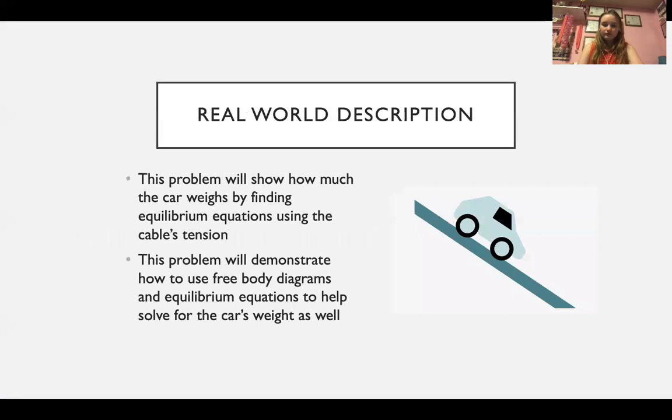For the real world description, this problem will show how much the car weighs by finding equilibrium equations using the cable's tension. This problem will demonstrate how to use free body diagrams and equilibrium equations to help solve for the car's weight. I didn't include this in the slideshow, but a real world situation would be if a car rolled down a hill and they needed to pull it back up, moving it slowly, and it stopped at one point. So we're just trying to find out the weight of the car that the cable has to hold.